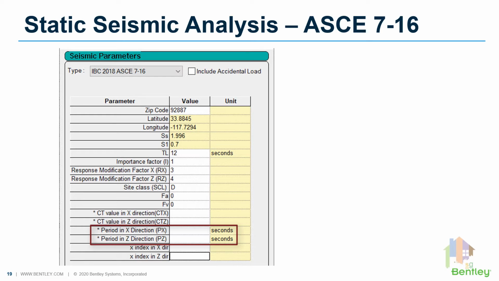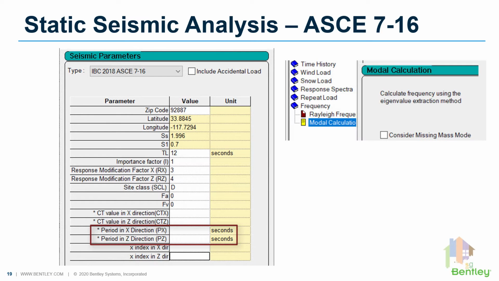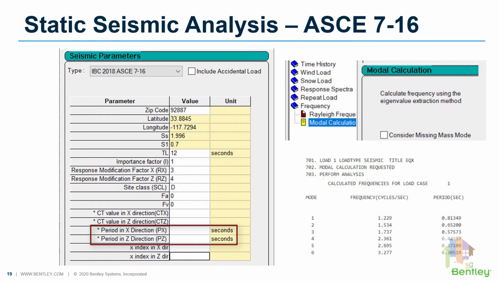For example, you can calculate the fundamental time period using Rayleigh or eigenvalue methods. You can define the Rayleigh frequency or modal calculation requested command, and once the analysis is performed, you can get the fundamental time period for your model. That value can be used directly as the Px and Pz parameter. In this process, you can eliminate the approximate time period calculated from the empirical formula and use the more accurate time period calculated from the eigensolution method.